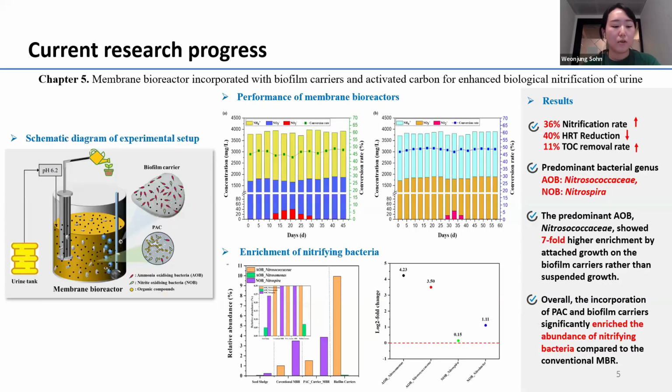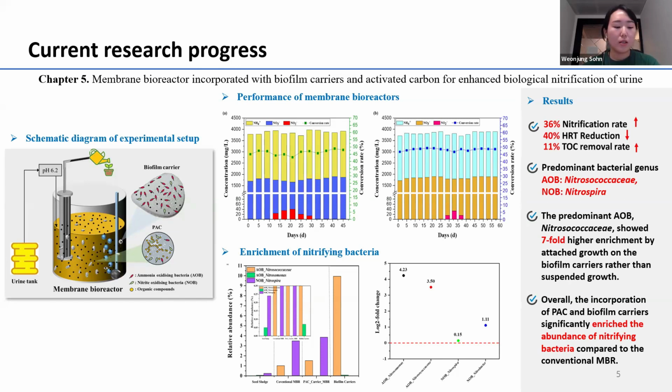Chapter 5 focuses on the membrane bioreactor incorporated with biofilm carriers and activated carbon for enhanced nitrification of urine. As can be seen in the schematic diagram, biofilm carriers were added to PAC-MBR to support more biomass, especially slow-growing nitrifying bacteria, leading to HRT reduction, compact and high-performance MBR system. The result showed a 36% increased nitrification rate and thereby 40% HRT reduction and 11% increased TOC removal rate.